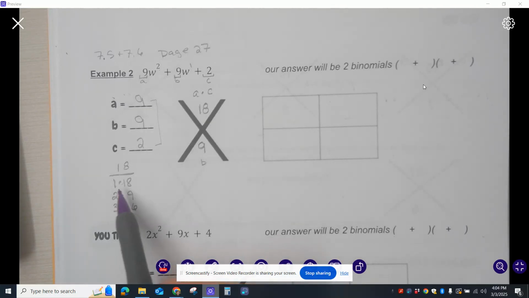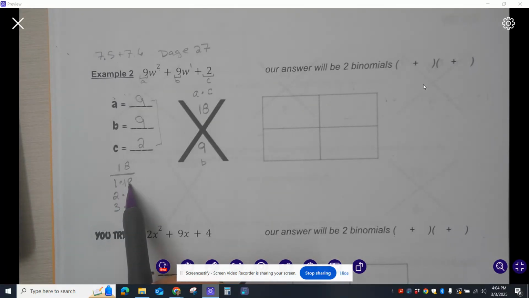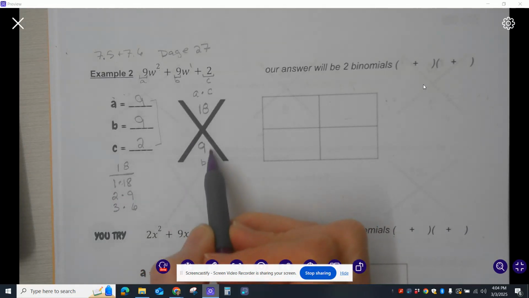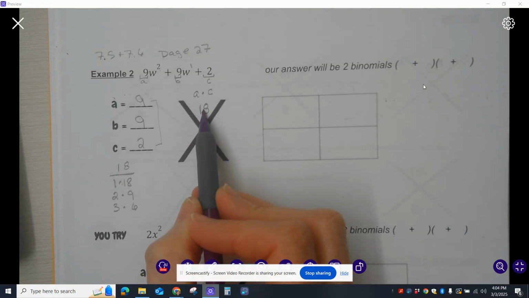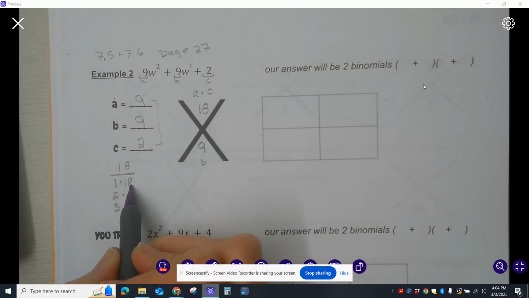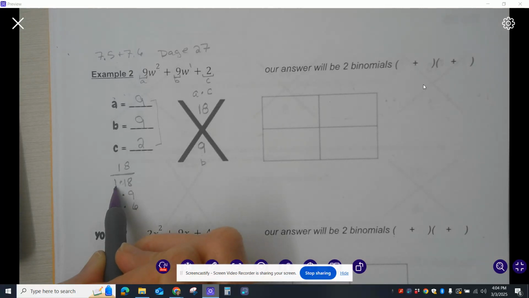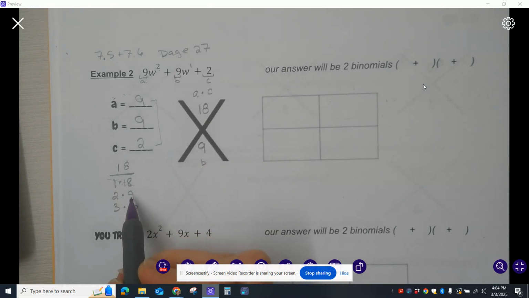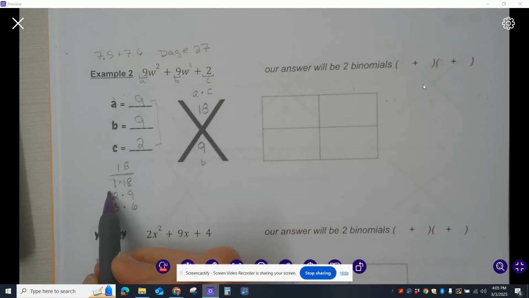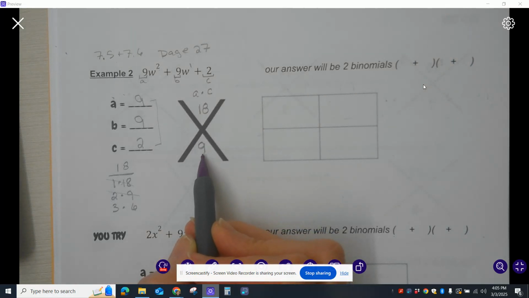Okay, now I want to figure out which of these factors, 18 times 1, 2 times 9, or 3 times 6, add or subtract to get me 9. I already know they multiply to get me 18. So let's think. 18 plus 1 is 19, and 18 minus 1 is 17. So those do not add or subtract to get me 9. 9 plus 2 is 11. 9 minus 2 is 7. That does not add or subtract to get me a 9.